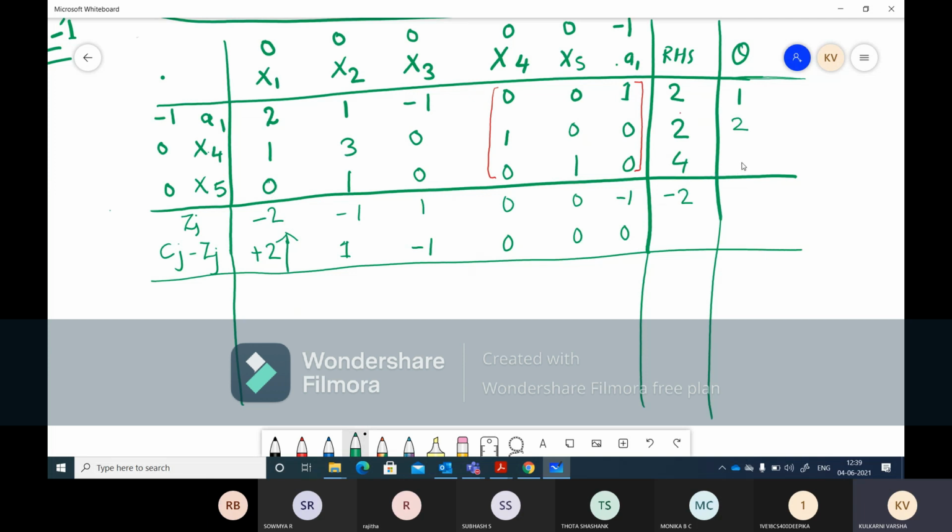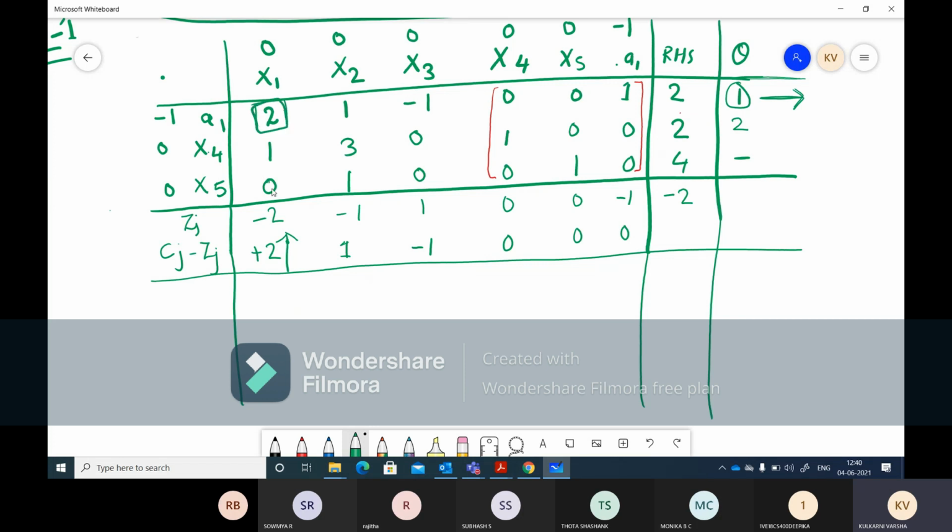So don't write anything for 4 by 0. In terms of minimum theta, don't write anything, just put it as a dash. That means we are not going to consider that value for checking the minimum theta. So now we have to check only from these, 1 and 2, which is minimum. 1 is minimum. That means what? A1 is leaving, right? So this variable is leaving because this is minimum. And now what we need to find out? We need to find out the pivot element. So this is your pivot element.